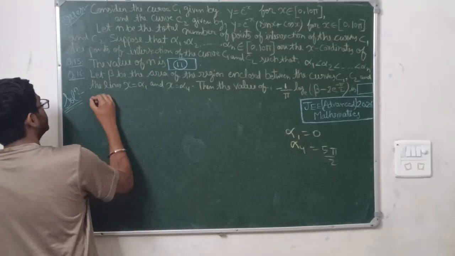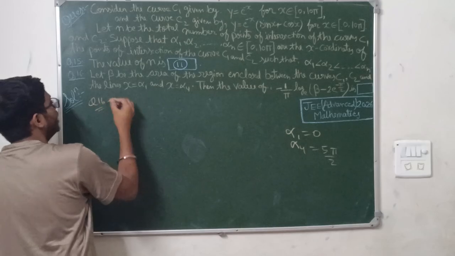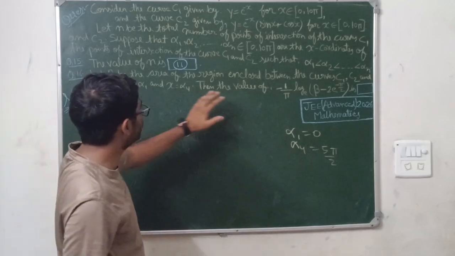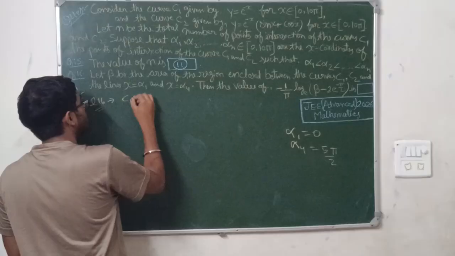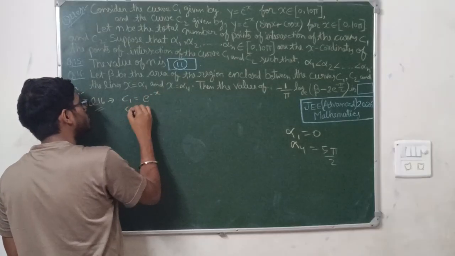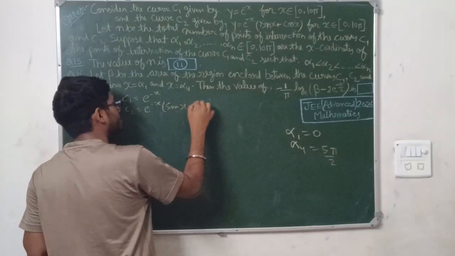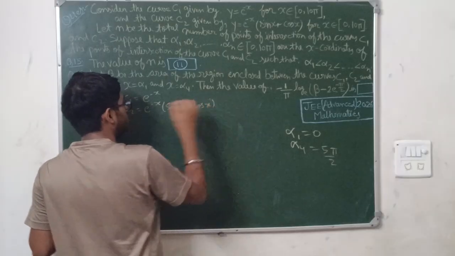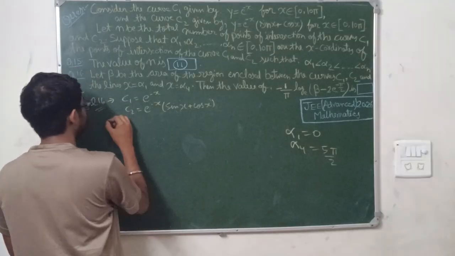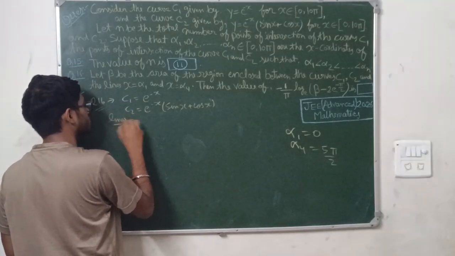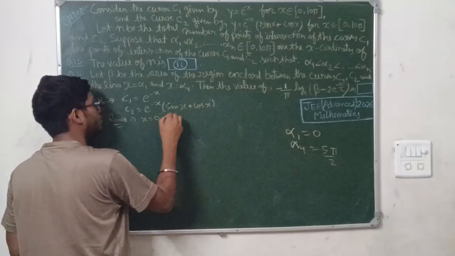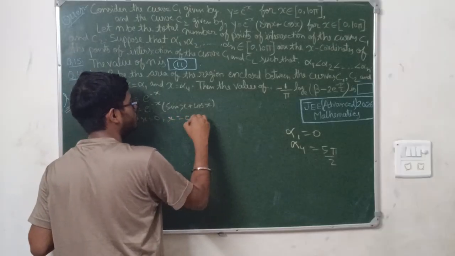This is question number 16. Now you have to find the area enclosed by C1 and C2. What is C1? e to the power minus x. What is C2? e to the power minus x times (sin x plus cos x). And the lines x equals 0 and x equals 5 pi by 2.